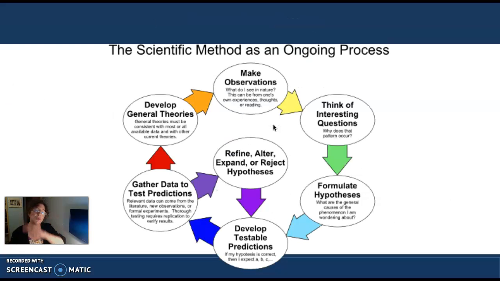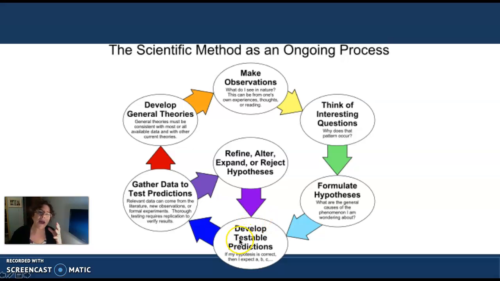I want to show you in a circle how this goes around and around, because the scientific method is a never-ending process. So in other words, you make observations of the cloud in the sky. You think of interesting questions on why that looks different. You come up with a prediction. Maybe that's a different thing because... and you do that as a result of things that you've researched and found before.